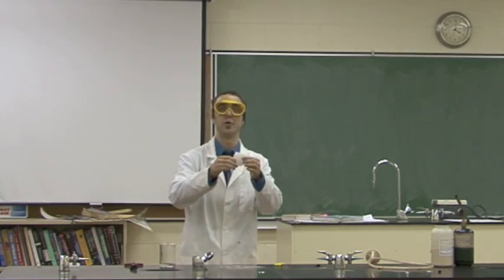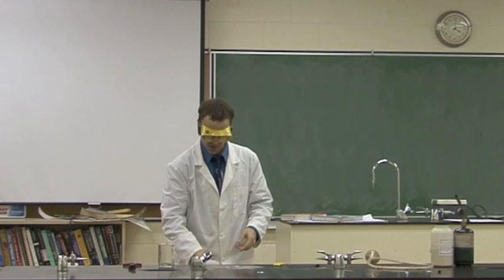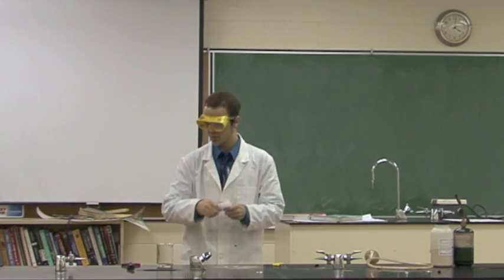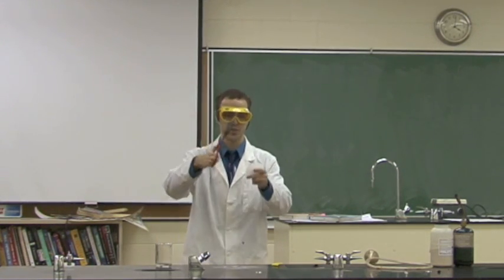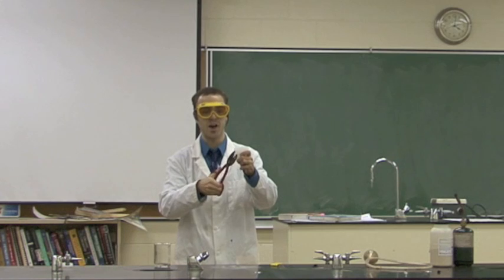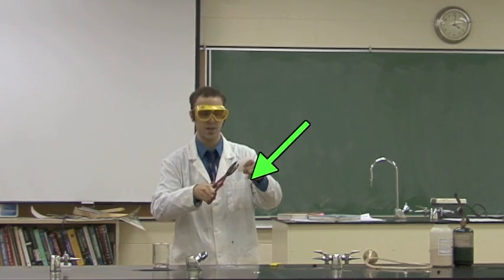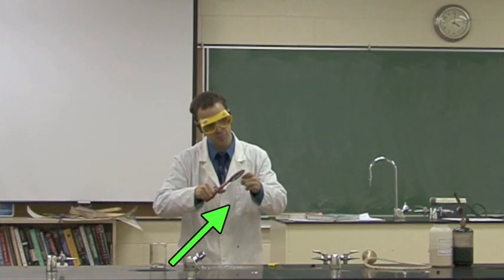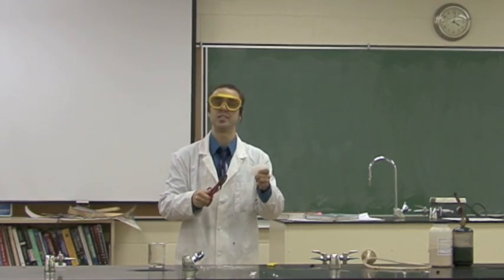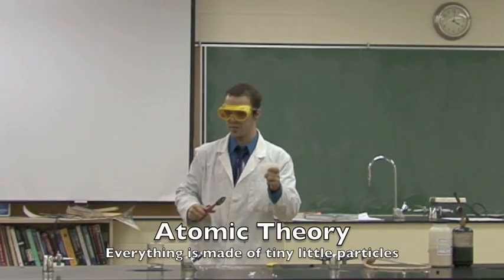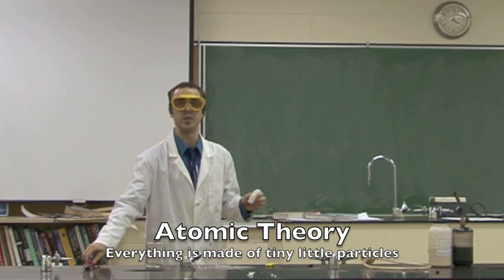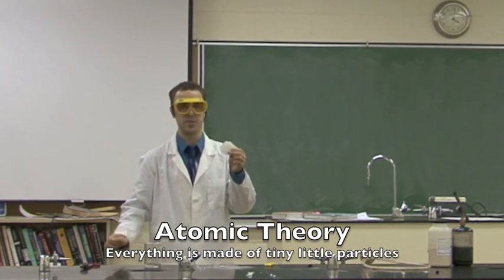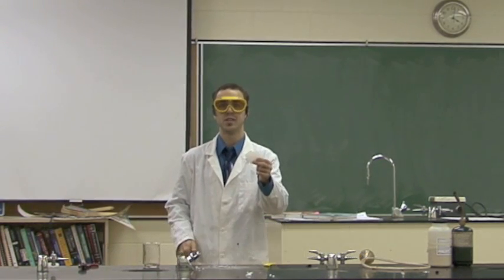Like this wax cube, for example. This is a solid piece of wax. But if I take these metal scissors and start shaving off little pieces of wax, that's like taking little pieces of atoms off of it. Bigger pieces, smaller pieces. So the atomic theory states that everything we see that's matter is made up of tiny little atoms, little molecules.